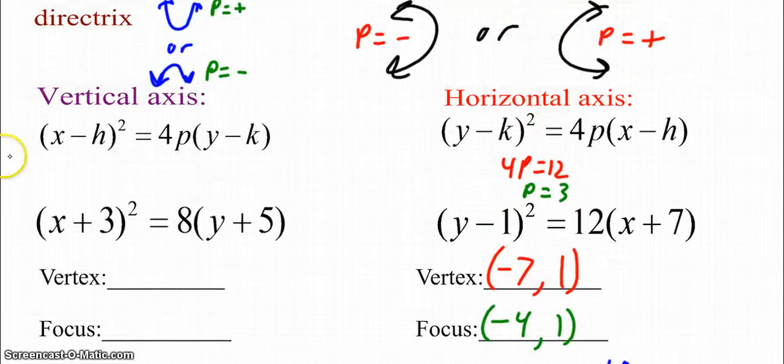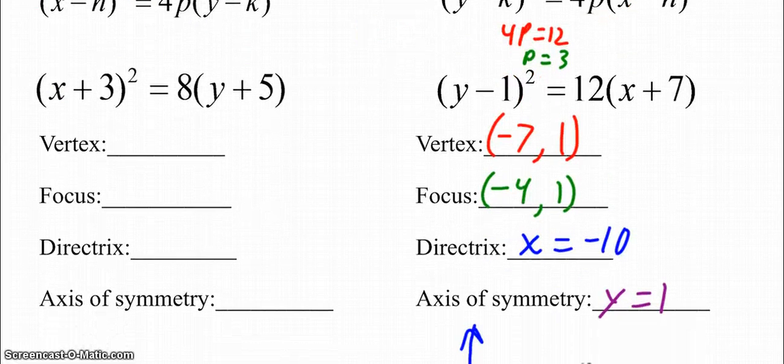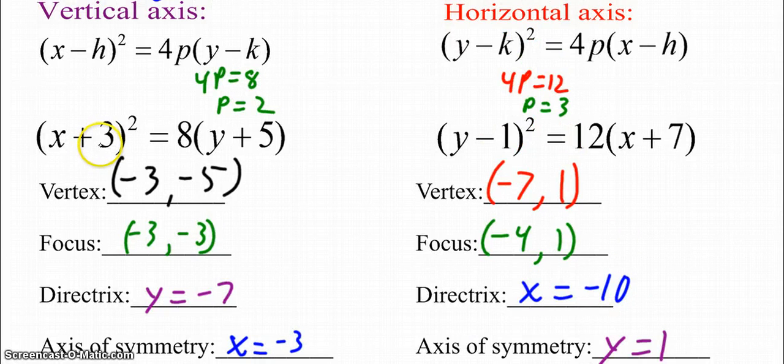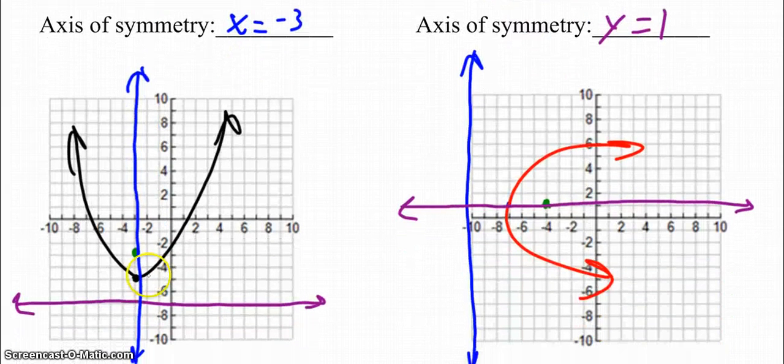This should be a vertical axis parabola, but you will find everything the same that we did here on the horizontal axis. Pause the video, do that, unpause when you're ready to check. Okay, so I can see right away that the vertex is at the point -3, -5. 4p is 8, so p is 2. Since p is positive, and the x was squared, I know this is going to open up. So I can draw that.